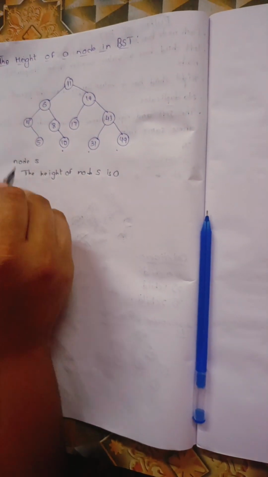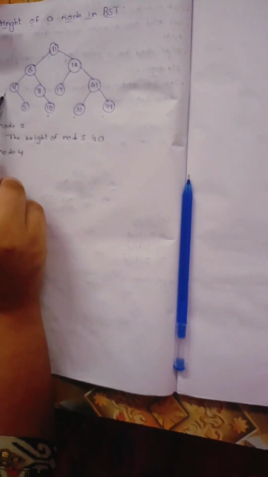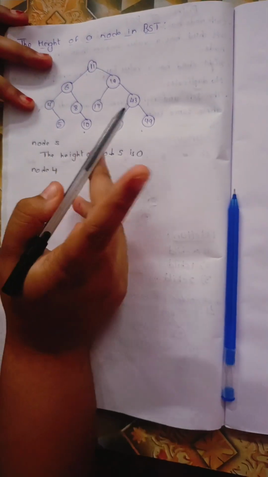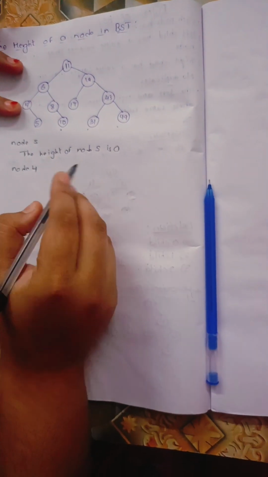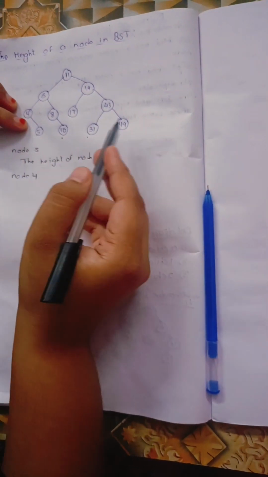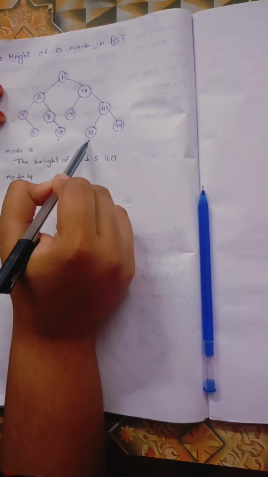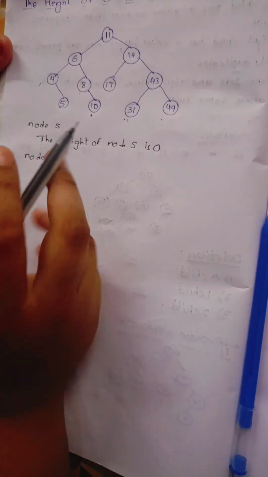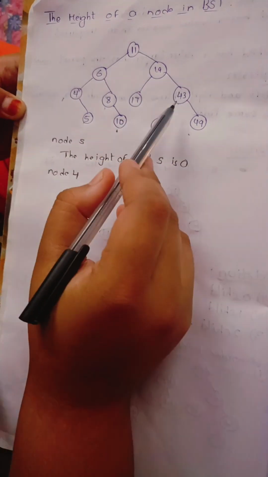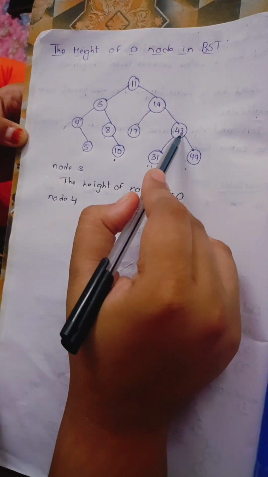Now let us take node 4. The longest path from node 4 is to 5. It has one edge, so the height of node 4 is 1. In a similar way, the height of node 8 is 1. Node 43 is also 1 because it has only one edge. So the height of 43 is 1.